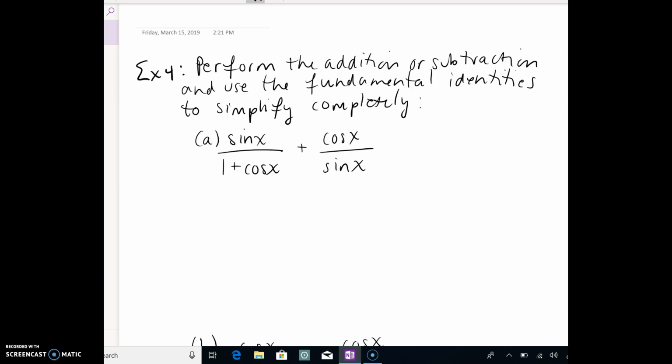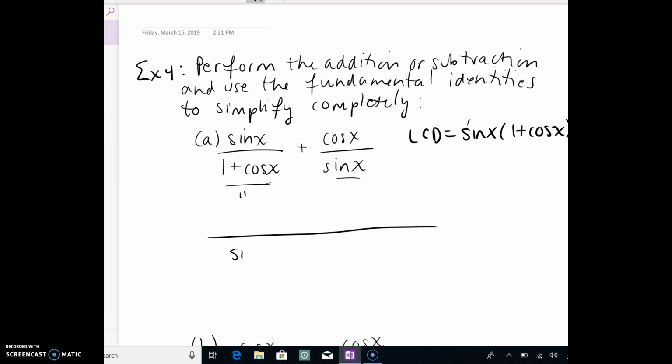minus 1 divided by sine x. The thing we want to think about here is what the least common denominator is, or what the LCD is. Neither one of these shares any factors, so we have an LCD of sine x times 1 plus cosine x. So what we're going to do is rewrite each one of these over a common denominator, sine x times 1 plus cosine x.